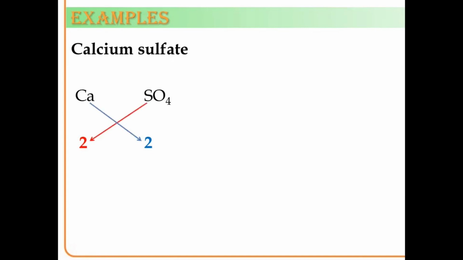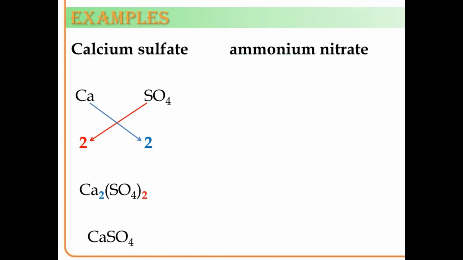So we draw our arrows to crisscross the valencies, and then we write down the formula. Check the brackets that I have used around the sulfate part because the 2 is affecting both the oxygen and the sulfur. But because calcium and the sulfate have the same valencies, we simplify and then we get CaSO4.